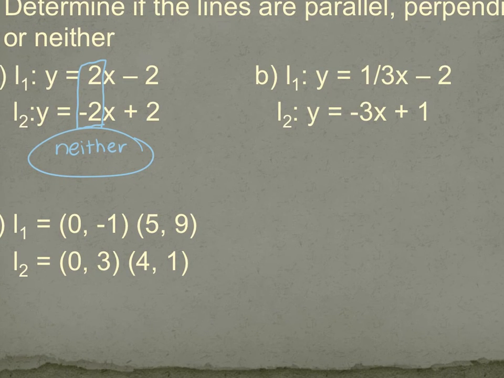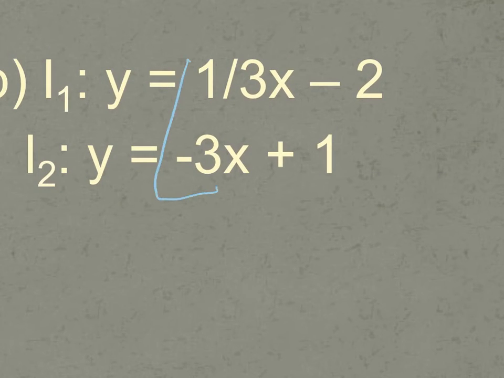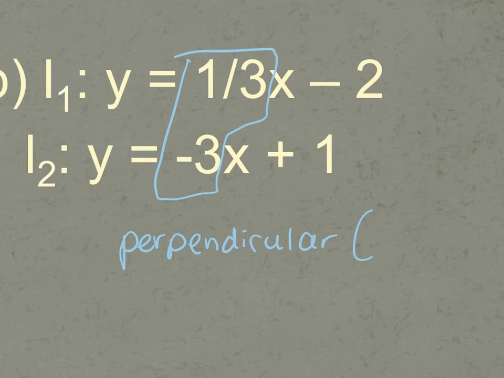B, also in slope-intercept format, I can look at the m's. 1/3, -3. Clearly not the same, but this time they are opposite reciprocals. 3 flipped is 1/3. So this is a perpendicular, or the upside down T. And it doesn't matter that the 3 is negative on the bottom. It has to be the opposite sign. Oh, okay. Yeah, if they're both positive, it's a no.